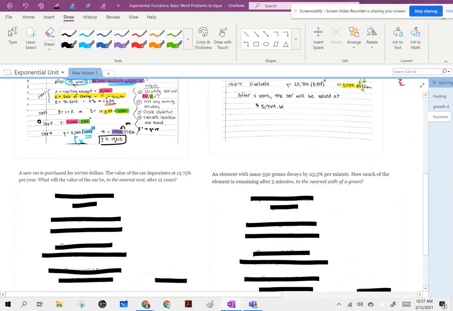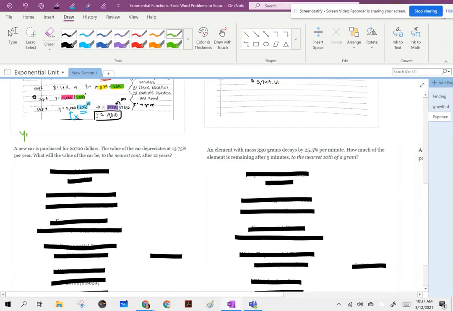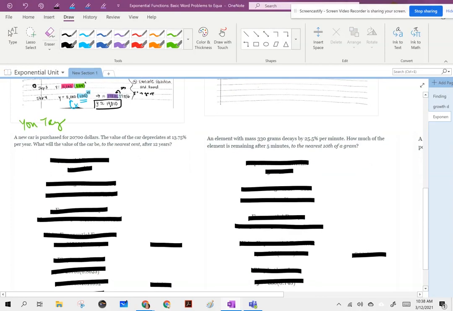All right, so what I would like you to do is to try some of these on your own. And then I'm going to talk you through the Edpuzzle. So a new car is purchased for $20,700. The value of the car depreciates at 13.75% per year. What will be the value of the car to the nearest cent after 12 years? Okay, try that. Let's see what kind of value you get.